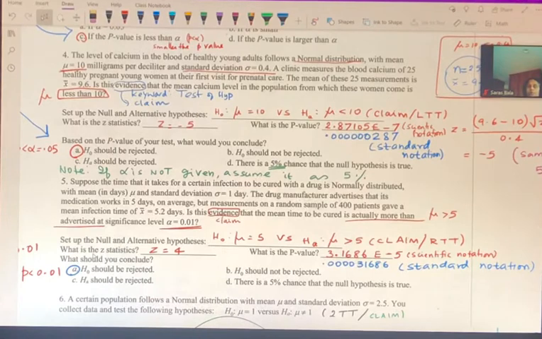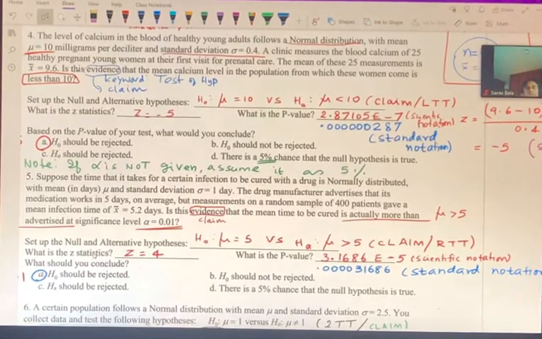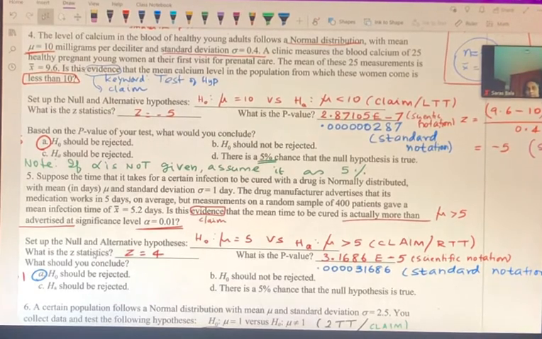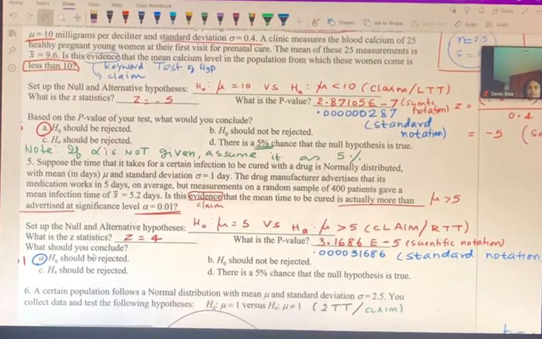I'm going to look for evidence for that statement. So that's going to be the claim, and that's why I have highlighted which one is my claim. My claim is not the null hypothesis. My claim is going to be the alternate hypothesis, and that alternate hypothesis with the less than sign is going to be a left tail test.